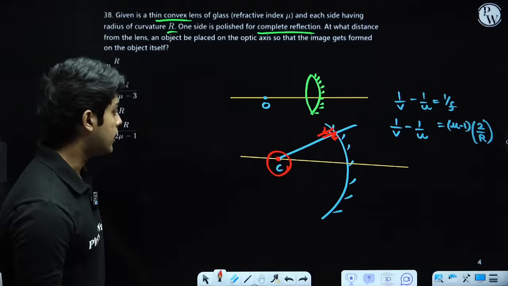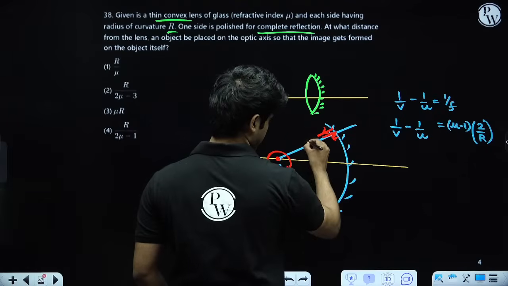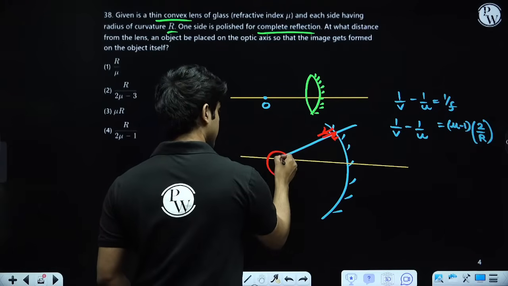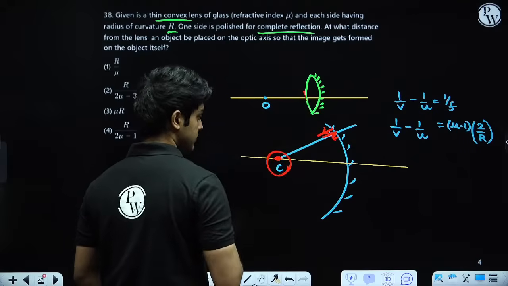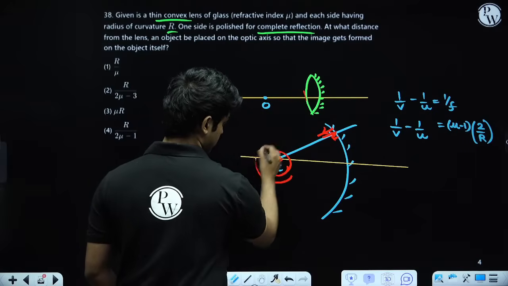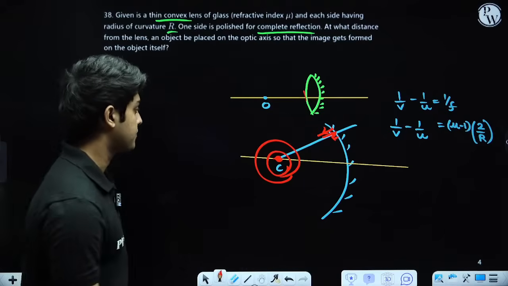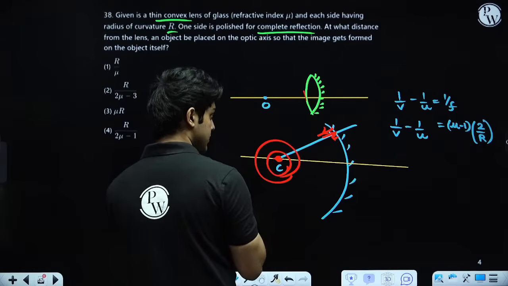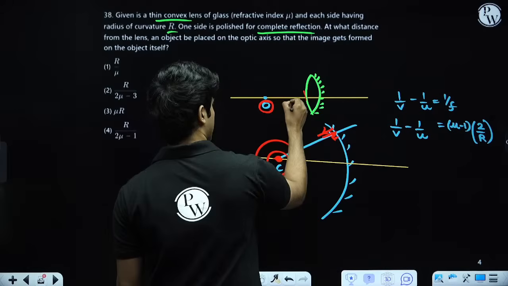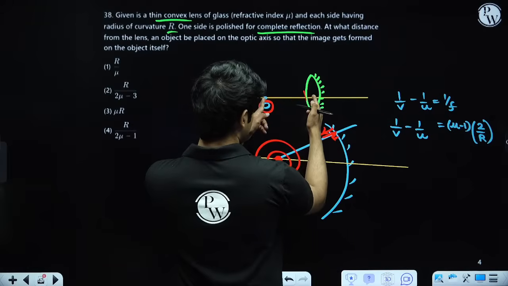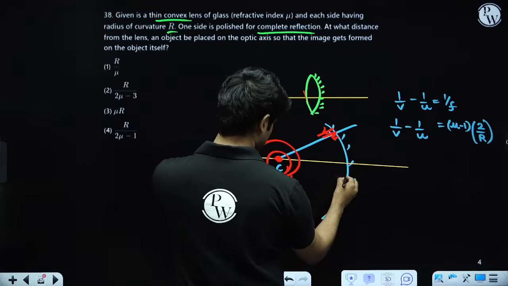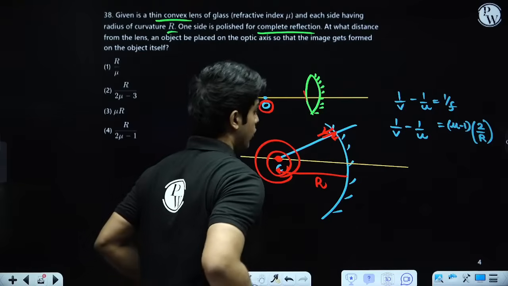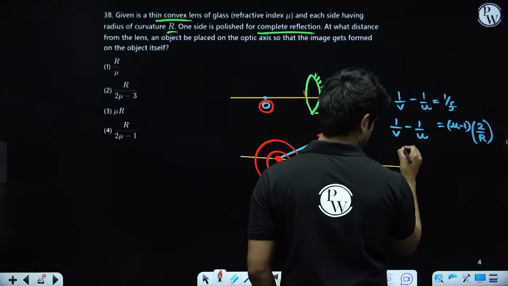Okay, so now the thing is, if the final ray hits the concave mirror perpendicularly, that means the image of the convex lens should form at the center of curvature of this mirror. So we should in fact be exactly at this point C. Now where exactly is C? C is at a distance of radius of curvature r from the optical axis. So V should be equal to minus r.